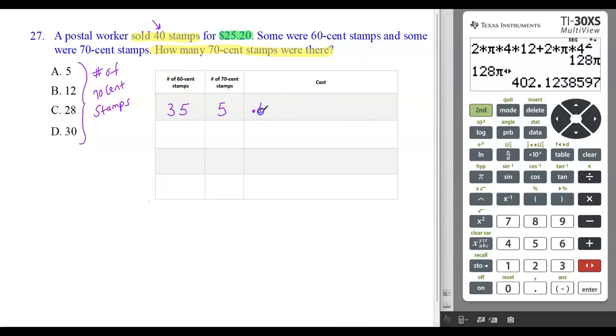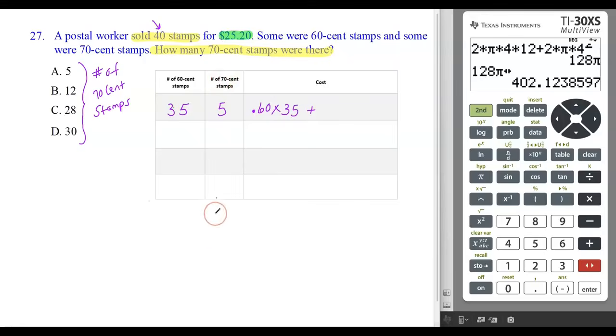Right, 60 cents is 0.60. From right here. And I have 35 of them, so times 35. Plus, how many 70-cent stamps do I have? I have 5 of them. So this means that each stamp is 70 cents.